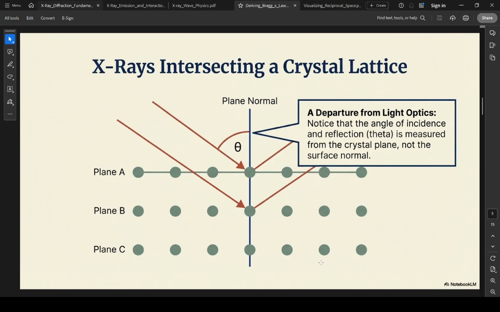So when X-rays fall on a crystal lattice, they reflect, and in normal light optics we take the surface normal. In X-ray, we use the crystal plane instead of a surface, because X-rays interact with the crystal lattice and not the morphology of the substrate.